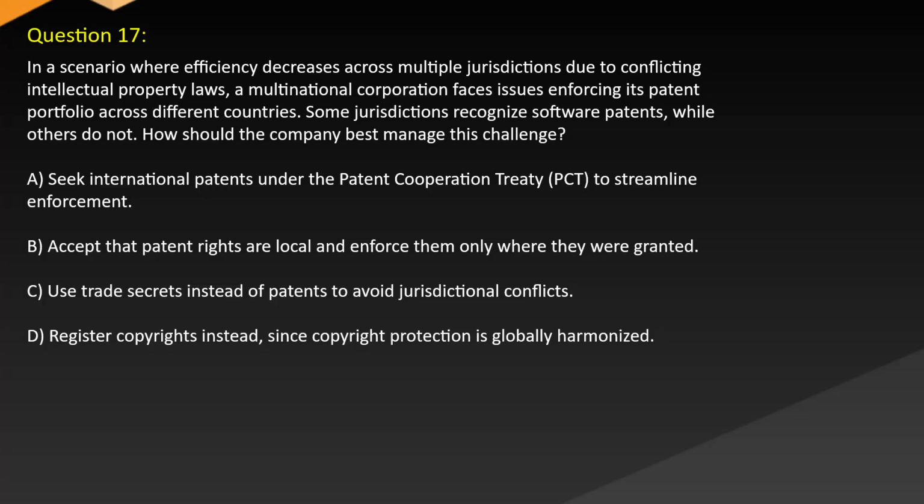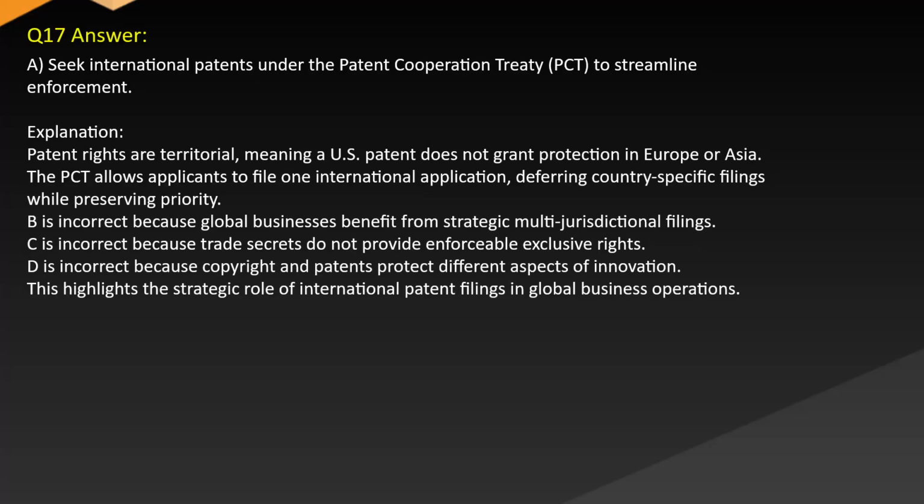A. Seek international patents under the Patent Cooperation Treaty (PCT) to streamline enforcement. B. Accept that patent rights are local and enforce them only where they were granted. C. Use trade secrets instead of patents to avoid jurisdictional conflicts. D. Register copyrights instead, since copyright protection is globally harmonized. Answer: A. Seek international patents under the Patent Cooperation Treaty (PCT) to streamline enforcement.